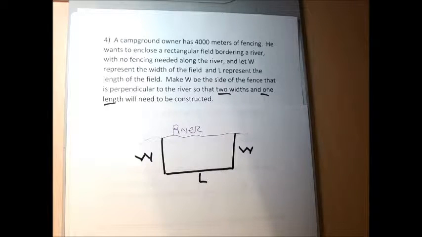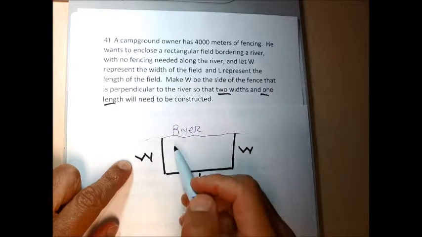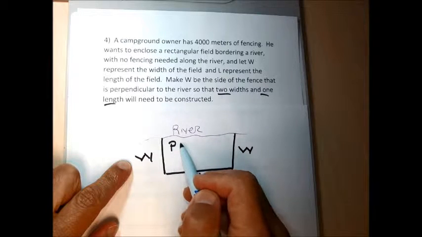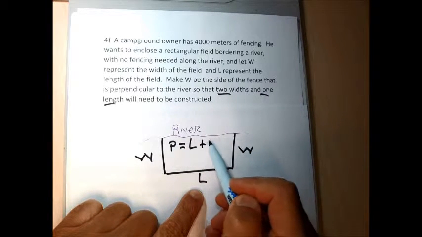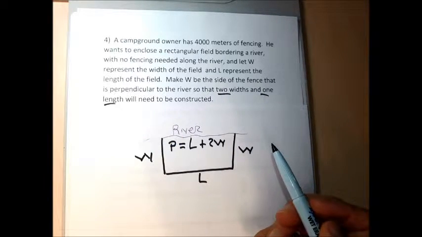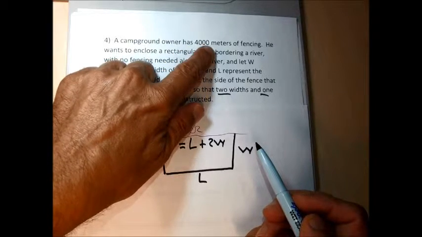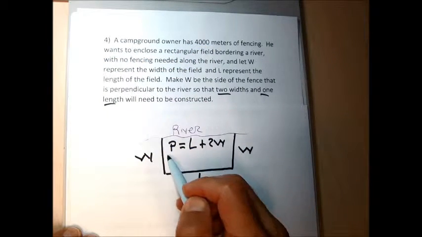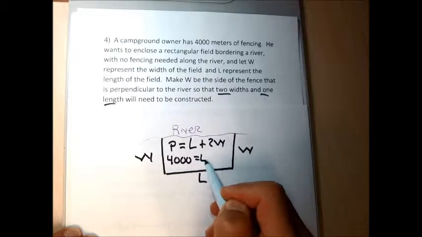And just like in the last problem, I'm given just a little bit of information so I could come up with an equation. For what I have to build here, the perimeter of the amount of fence that I have to use is 1 length plus 2 widths, as opposed to 2 lengths plus 2 widths, because I'm only building 1 length. And this 4,000 meters, because it's a linear and not a square unit, represents the perimeter. So this is going to be 4,000 equals L plus 2W.